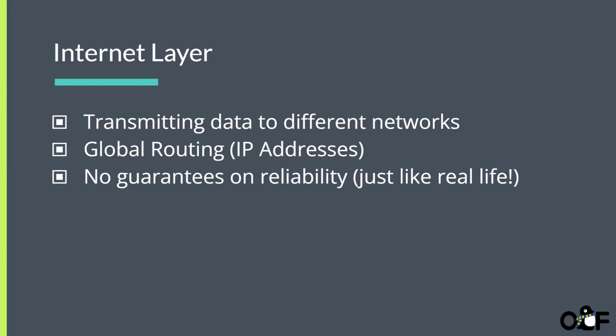Okay, and the internet layer is the one above it. If you've ever seen an IP address, if you haven't, we'll go over that in a little bit. But an IP address is a part of the internet layer, and it is transmitting data to different networks. So these computers can all talk to each other, but how do we get data across the world, across different spaces, across different breadcrumbs?